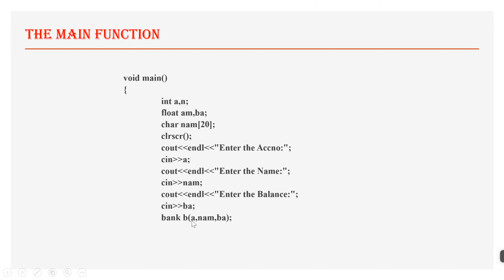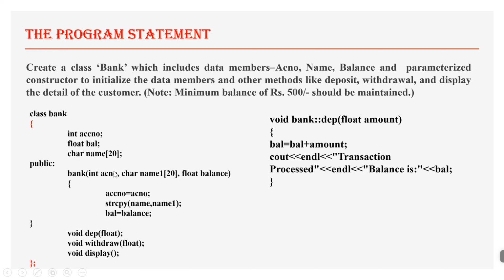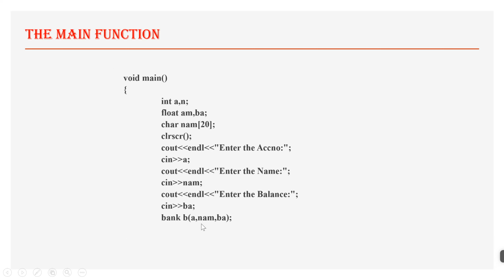So now what I'm passing? 100, Srinivas, 1000. So now these things go directly to here. Now my data members become 100, Srinivas and 1000 through the parameterized constructor. So now this much will be done over here.